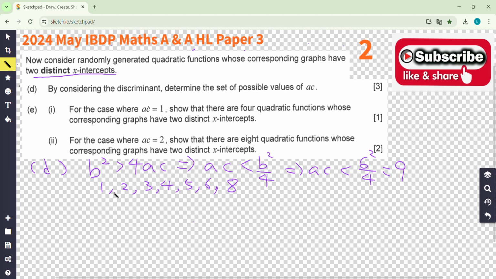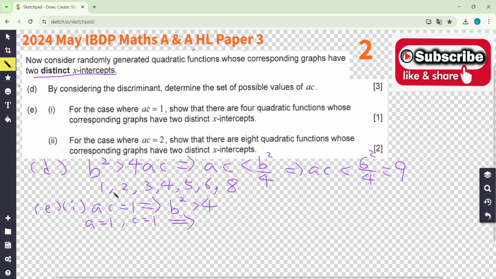Be careful with 7. Okay, and then part E1, consider AC equals 1. So that 4 quadratic functions are possible. So AC equals 1, B squared larger than 4. Then think about what the possible values are for them. For this one, AC equals 1, just 1. A equals 1, C equals 1, 1 case. And then B squared larger than 4.